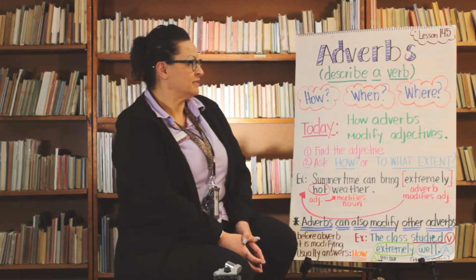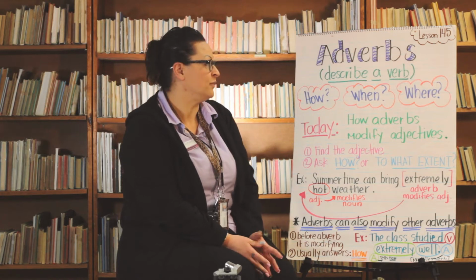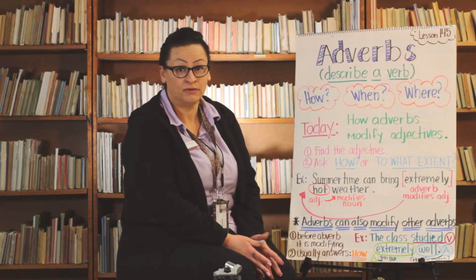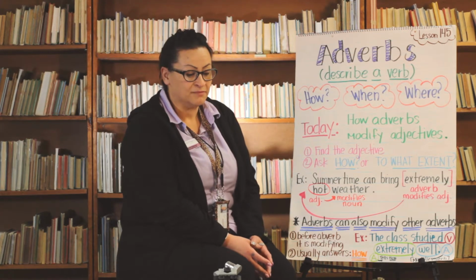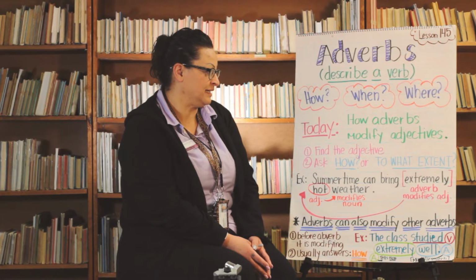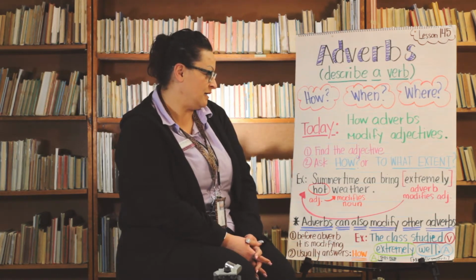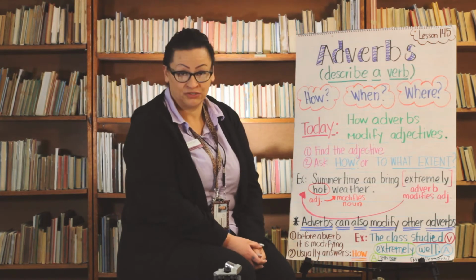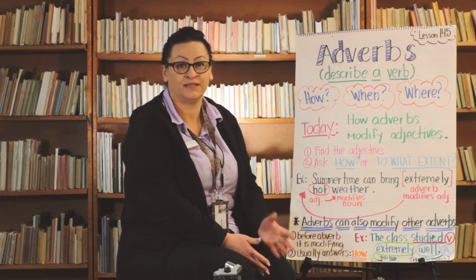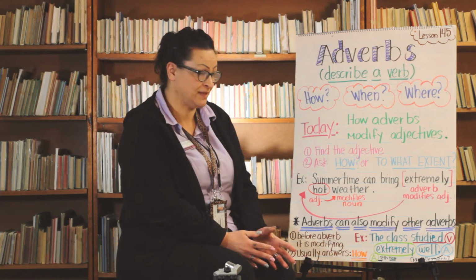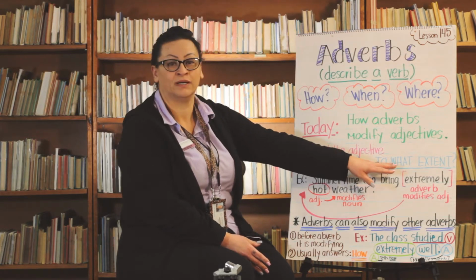So we learned that adverbs describe our verbs. We learned that they tell us how, they tell us when, and they tell us where. Today what we're going to be discussing is how adverbs modify adjectives. There are two steps that we need to do in order to figure this out. The first step is that we need to find the adjective in the sentence. Once we have found that, then we need to ask either how or to what extent.